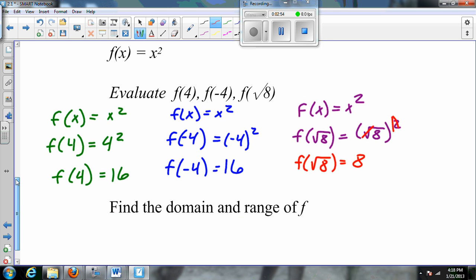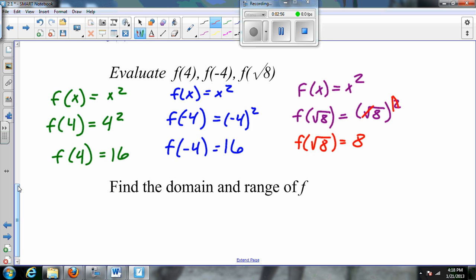We are now going to find the domain and range of f. The domain is the x values. Now we plugged in positive, negative, and roots, so your domain of f is the set of all real numbers.